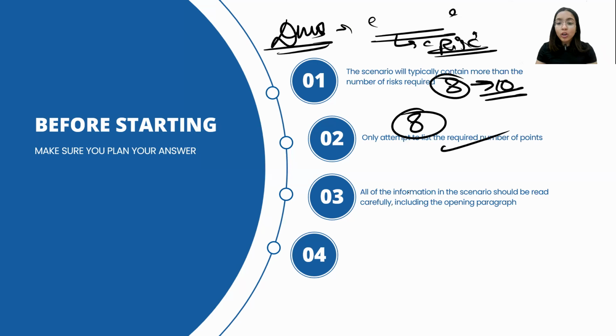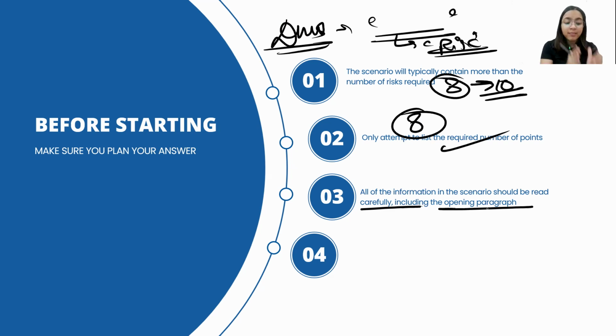Then, all of the information in the scenario should be read carefully, including the opening paragraphs. This is very, very important. 90% of students will not read it. They will jump directly to exhibit 1. Guys, what information is important in the opening paragraph? The date will be given, the name of the client, the name of the audit firm, whether it is a new client or an old client, whether it is a listed client or a non-listed client. Then, which stage of your audit are you in?